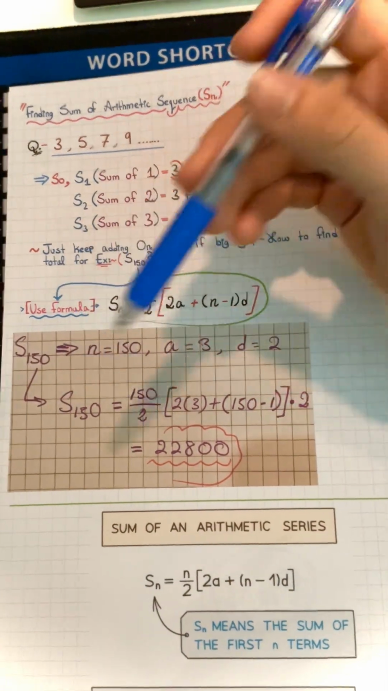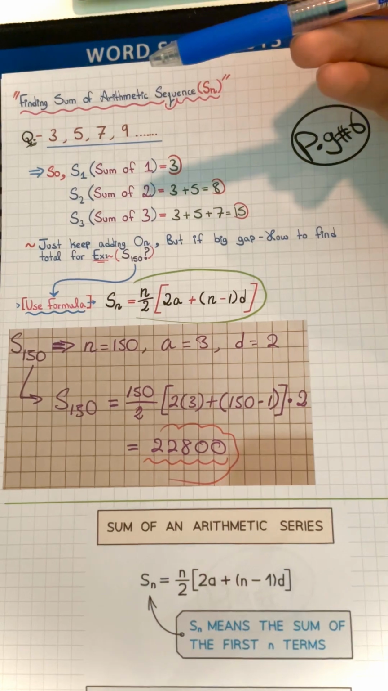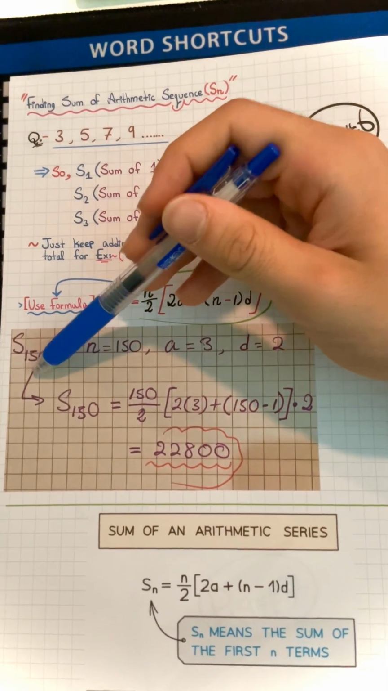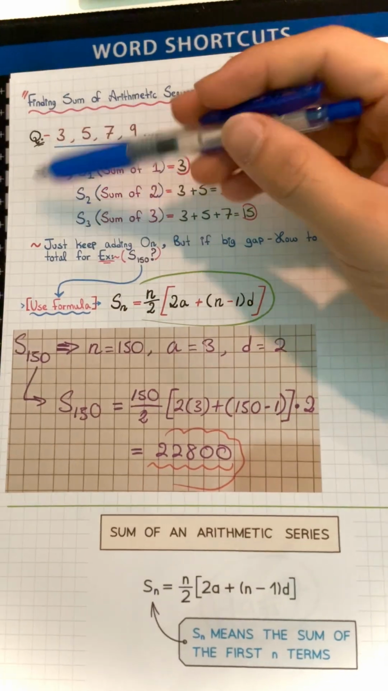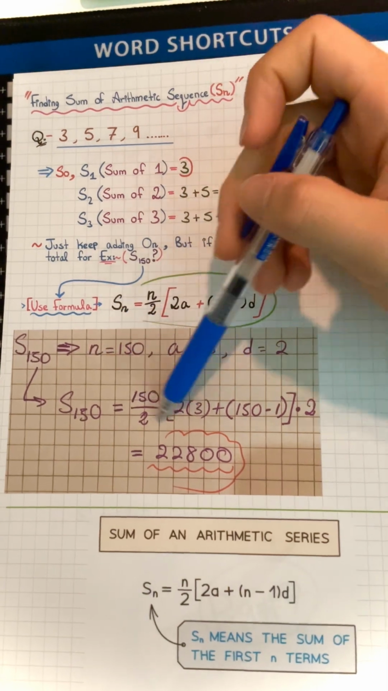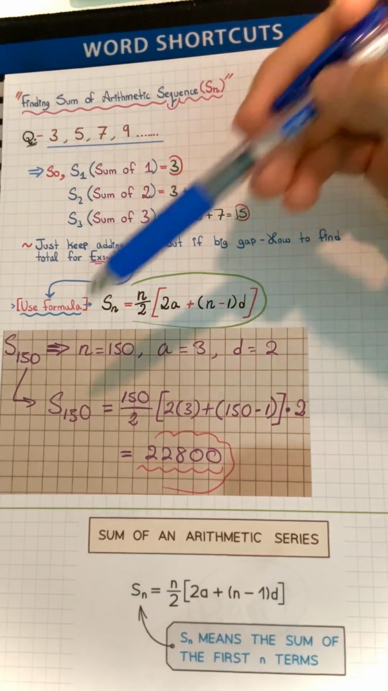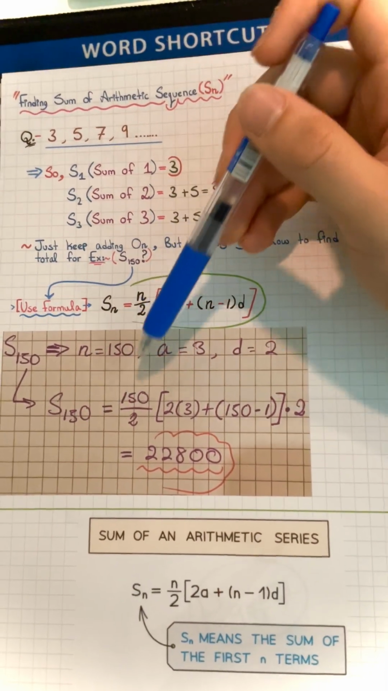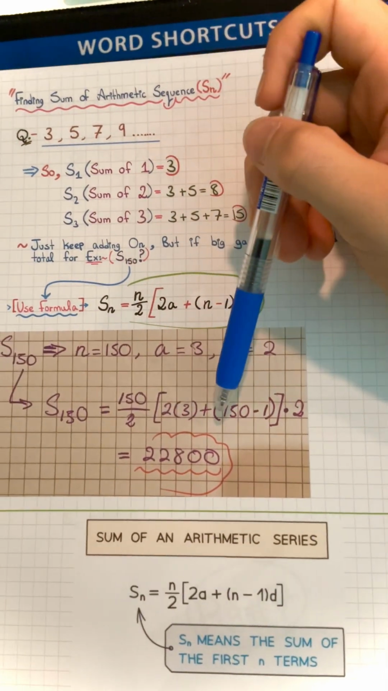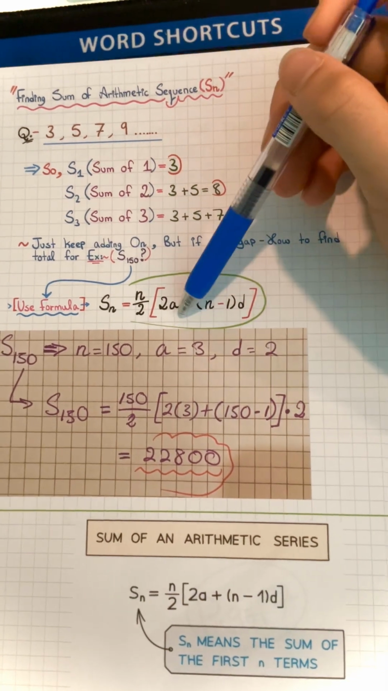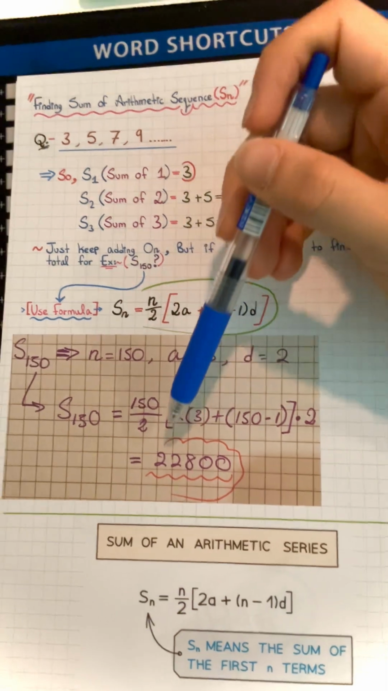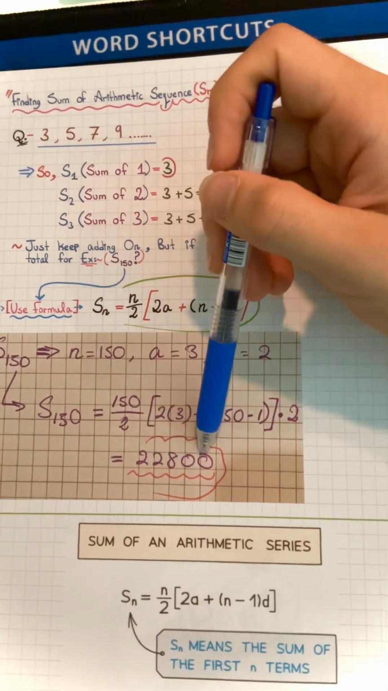So now let's say they actually ask you, find the sum of 150 terms. What are you going to do? Identify what is the n, the subscript, 150. What is a? 3. What is the difference? 2. You only need these 3 things. Just substitute it into the equation. S of 150 is equal to n over 2, 150 over 2, times 2 times a, 2 times 3, plus 150 minus 1, which is n minus 1, times the difference, d. Put in the calculator, the answer is 22800.